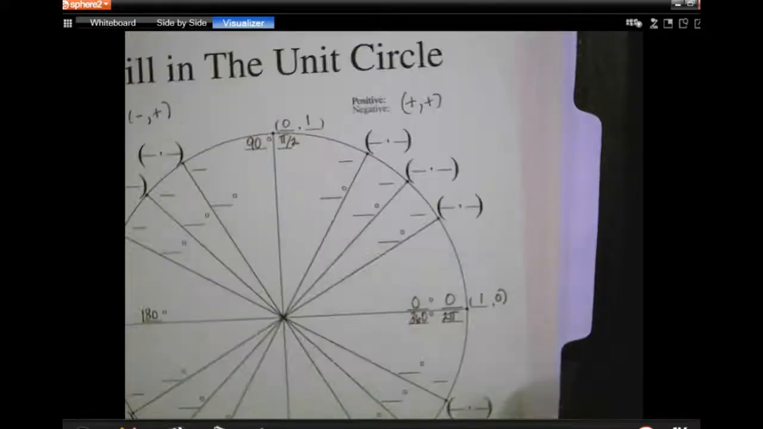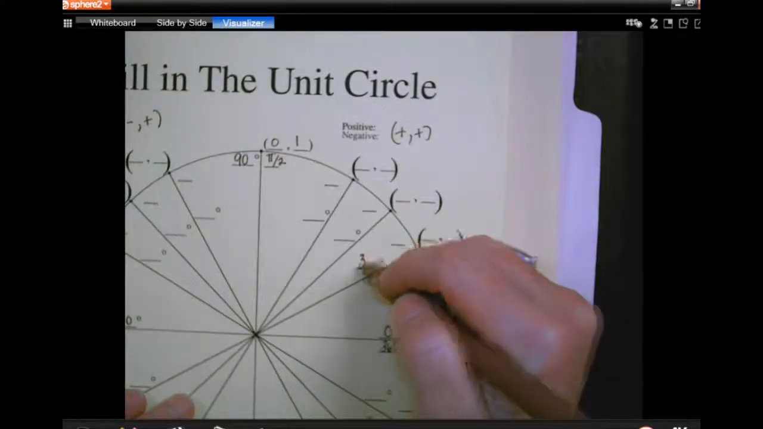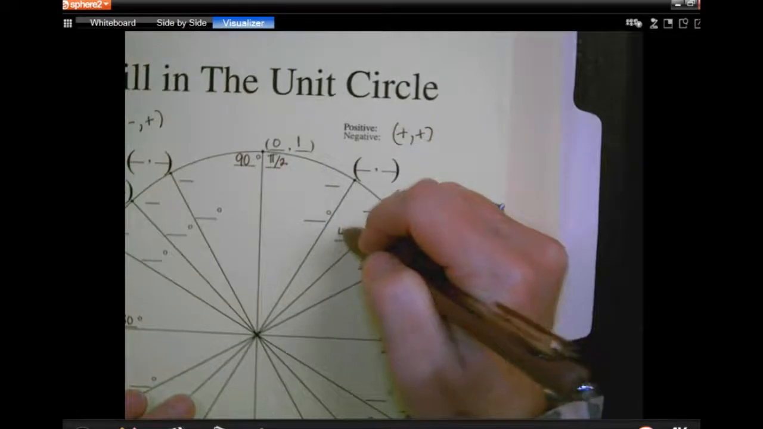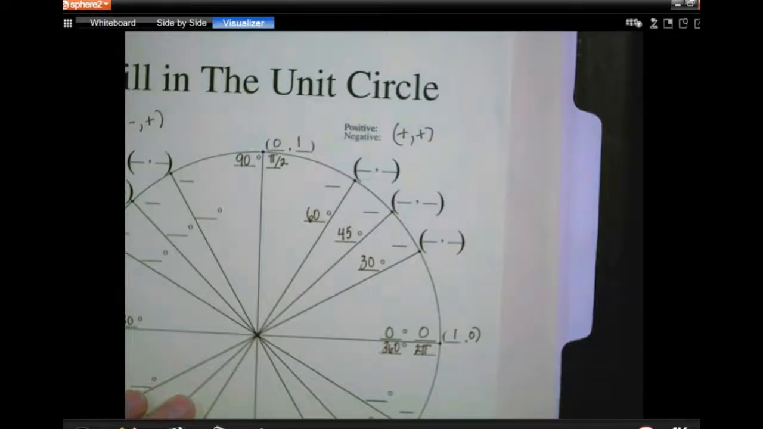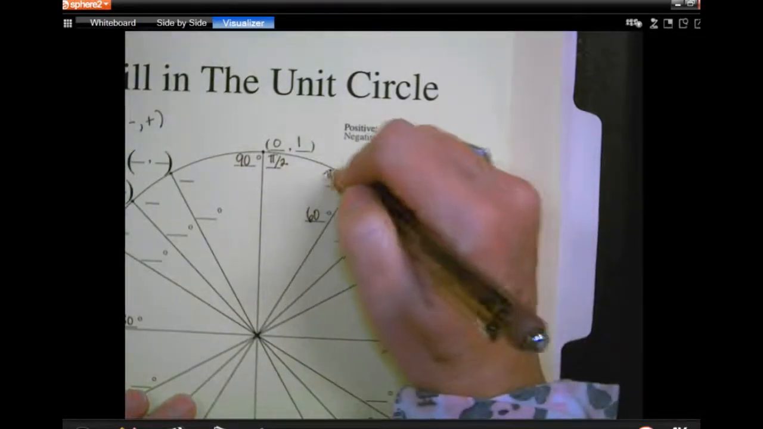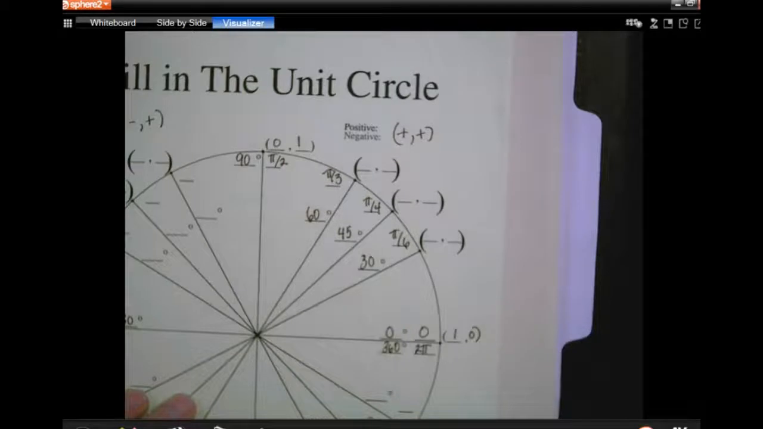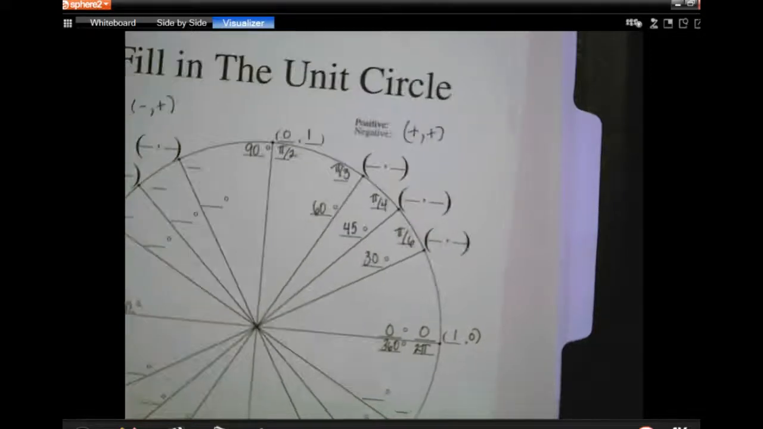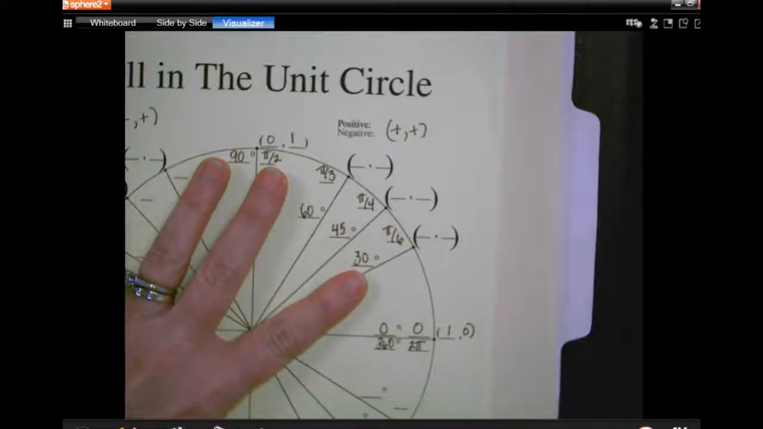Now, if this is 0, how many degrees is this one? 30. And this one is 45, and this one is 60. So to get the radians, if this is pi over 2, 60 is pi over 3. This is pi over 4, and pi over 6. And then you can use the hand trick to fill in the values in the first quadrant.